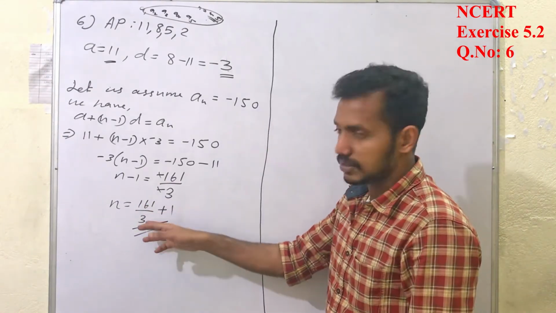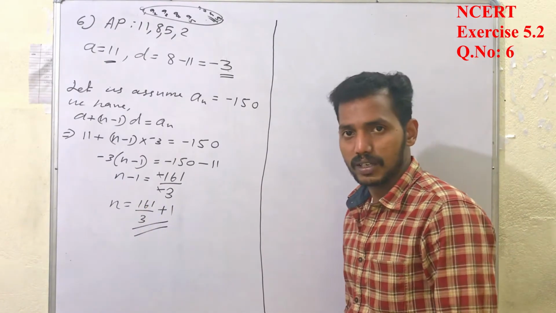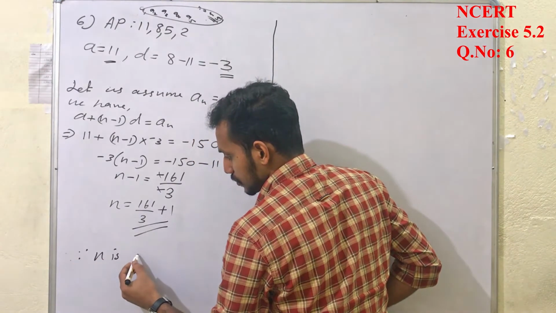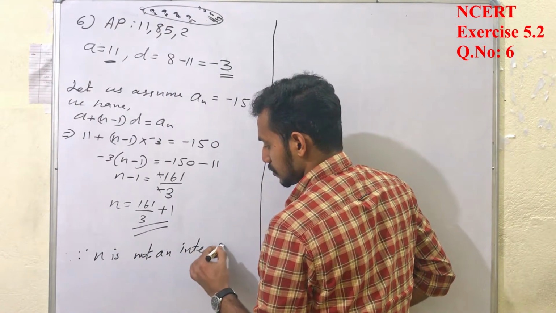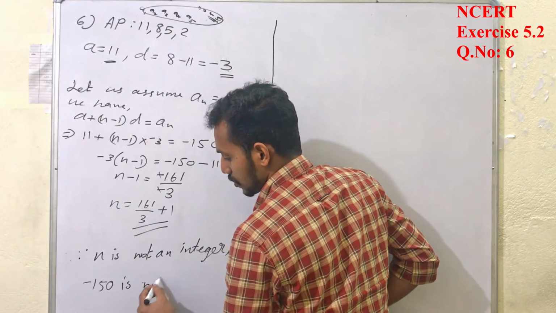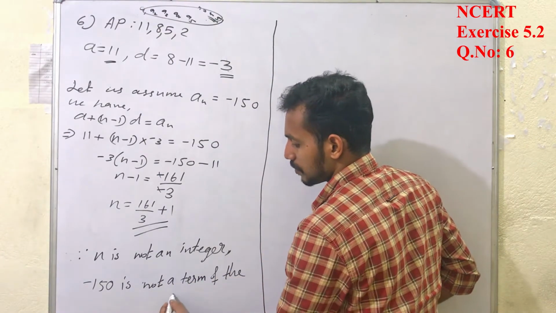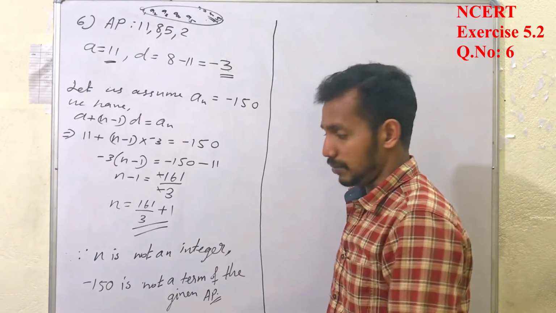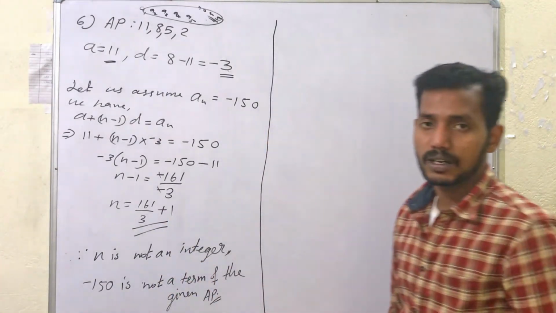It is not an integer because 161 is not exactly divisible by 3. So since n is not an integer, minus 150 is not a term of the given AP. This is a very important thing we need to remember. That means if n is not an integer, then it is not a term of the given AP.